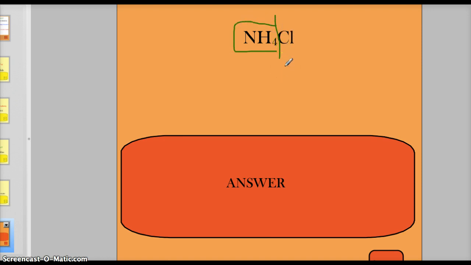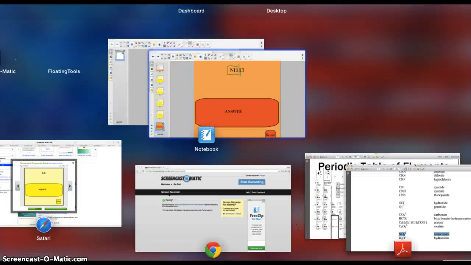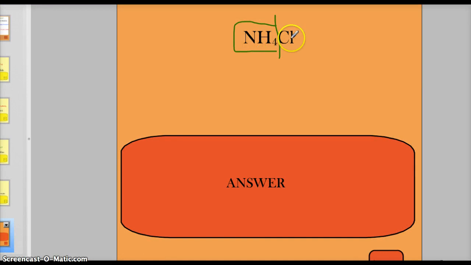NH4 is one of the few that's positive, so if I go back to NH4, look at the bottom of my list, right down here, NH4 is called ammonium. Besides the hydronium right below it, they're the only two that are positive. So if you ever see NH4, just know immediately that's ammonium. So let's go back to the list. NH4 is ammonium. Let's draw that in, ammonium.